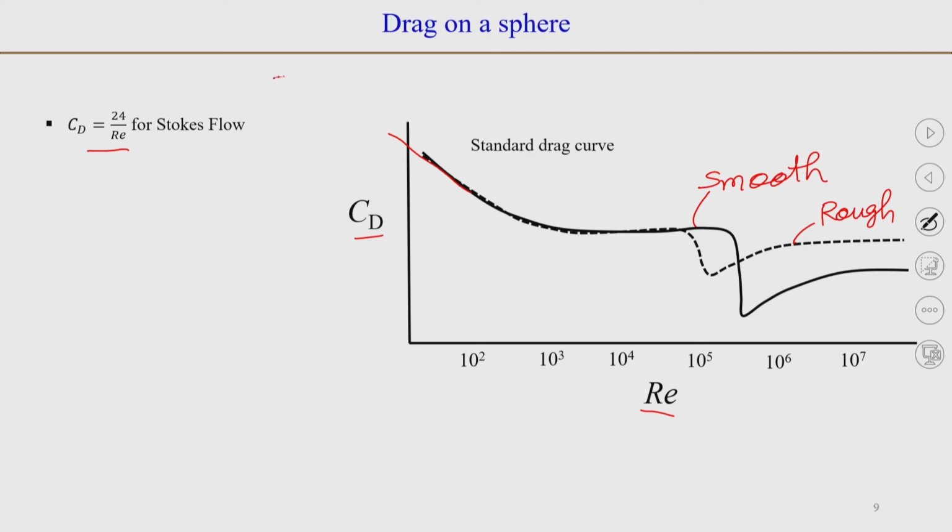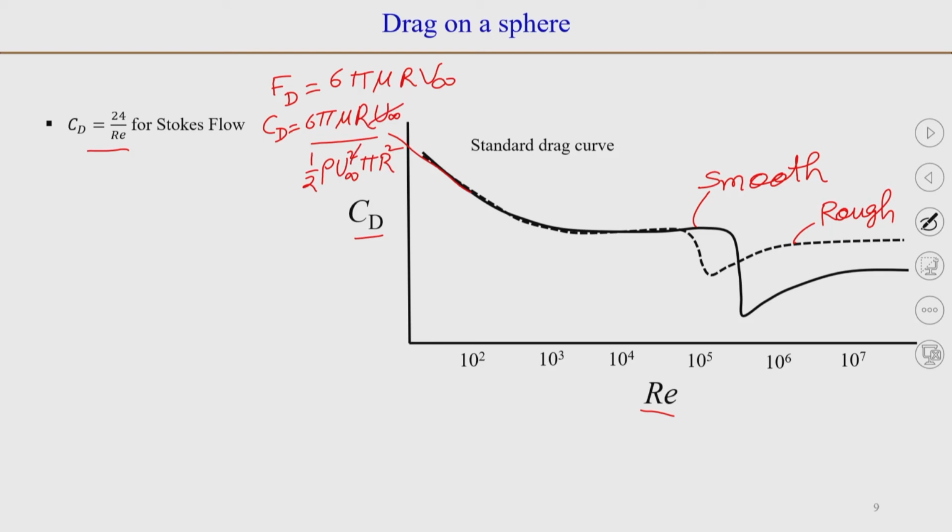You know that F drag for Stokes flow is equal to 6 pi mu R into V, and from that you can actually calculate C D is equal to 6 pi mu R into, let us say this is u infinity, so u infinity, divided by half rho u infinity squared and projected area, which is pi r squared. So, this u infinity will cancel out.